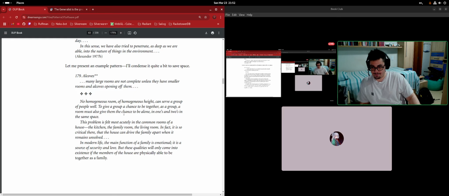And here's the situation. No homogeneous group of homogeneous height can serve a group of people well. To give a group a chance to be together as a group, a room must also give them the chance to be alone at once and choose in the same place. The problem is felt most actually in the common rooms of a house: the kitchen, the family room, the living room. In fact, it is so critical that the house can drive the family apart when it remains unsolved. So this is a very big thing. In modern life, the main function of a family is emotional. It is a source of security and love, but its qualities will only come into existence if the members of the house are physically able to be together.